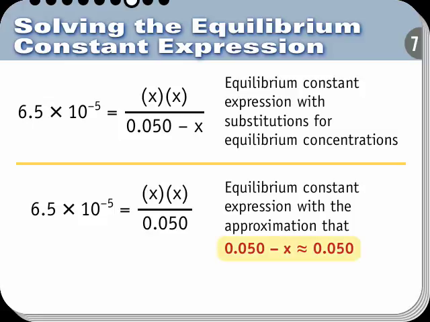So if you were to subtract X from 0.050, the result, to two significant figures, would be just 0.050. Little error is introduced if we simplify the expression by dropping the X in the denominator, 0.050 minus X, and making it just equal to 0.050. We've just made our life much simpler. The approximate expression is much easier to solve.